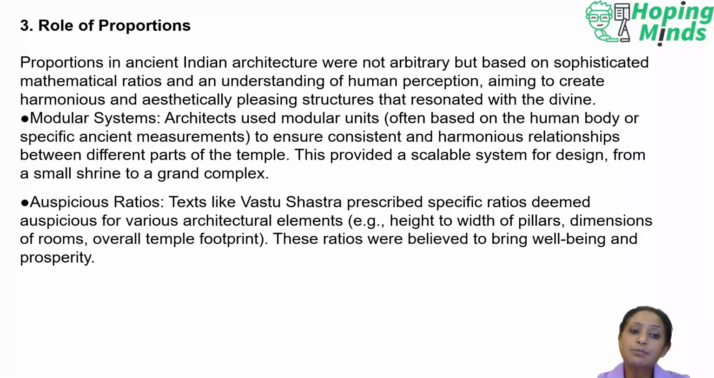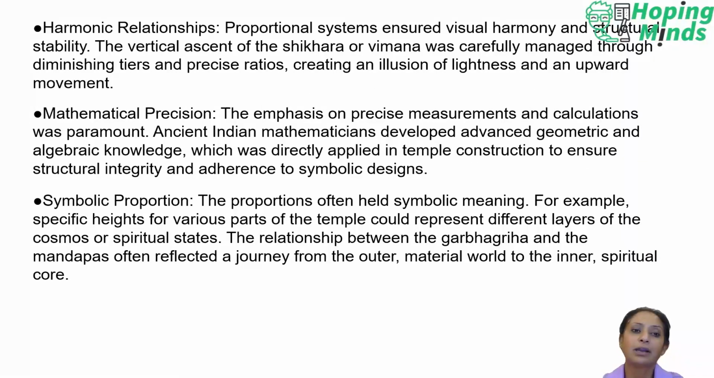Then we have the auspicious ratios. Texts like the Vastu Shastra prescribed specific ratios deemed auspicious for various architectural elements. Example, height to width of pillars, dimensions of rooms, overall temple footprint. These ratios were believed to bring well-being and prosperity. Harmonic relationship. The proportional system ensured visual harmony and structural stability.